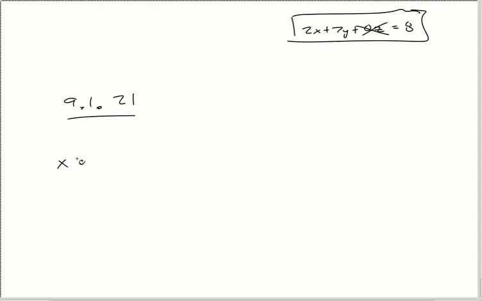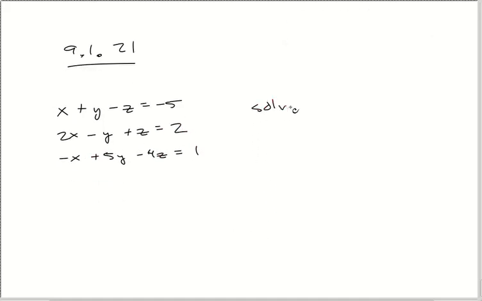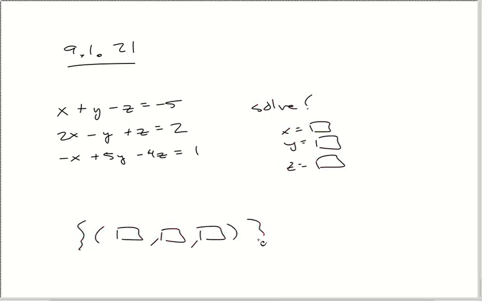I have x plus y minus z equals a negative 5. I've got 2x minus y plus z equals a 2. And then I got a negative x plus 5y minus 4z equals 1. Now we need to solve for x, y, and z. In fact, how they put it is very, very similar to the Chapter 8 stuff, but they don't force you to put the parentheses yourself. At this point, you could just put them in the 3 boxes. So that's a little easier.